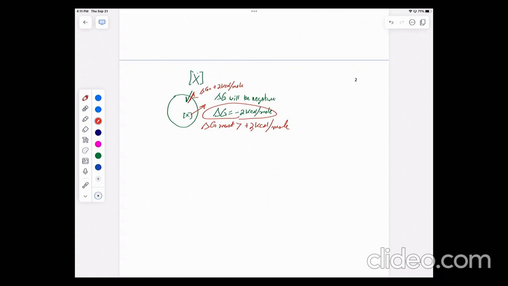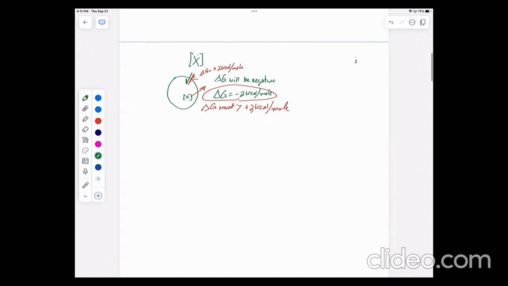That's the thought process. So let's do another example. How about we just reverse it? We got that there. And now I have a little bit of X here, and I have a lot of X here. Now I'm asking you, how much energy am I going to have to put into this system such that I'm driving X into the cell?